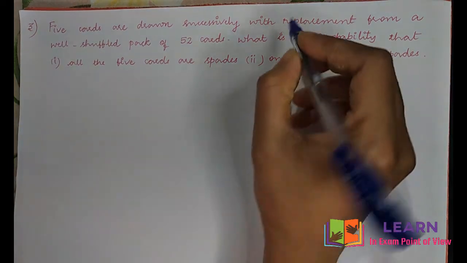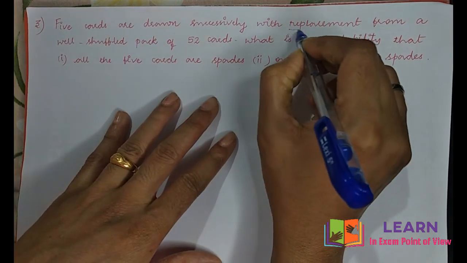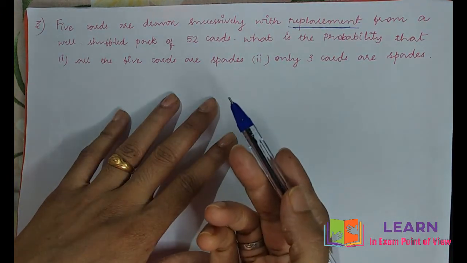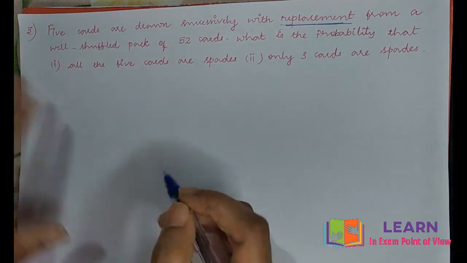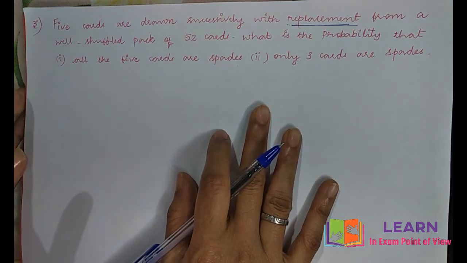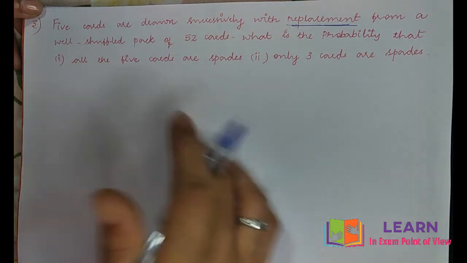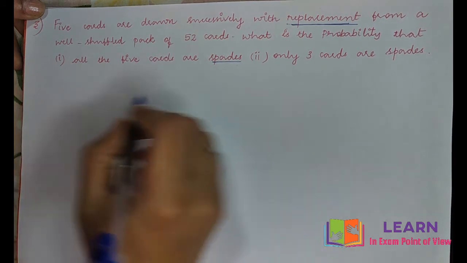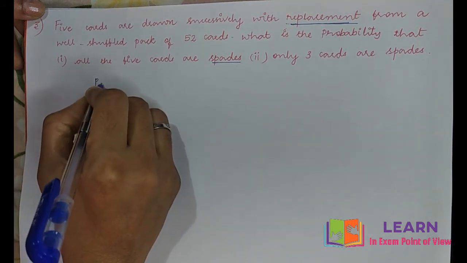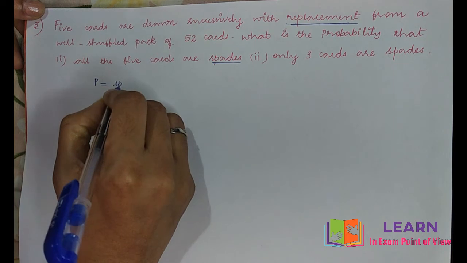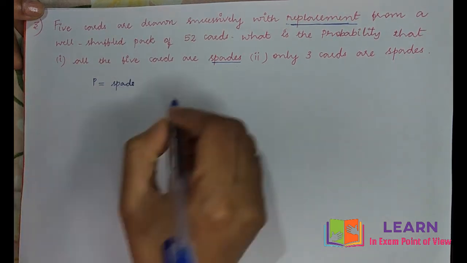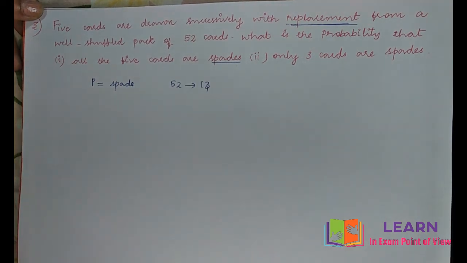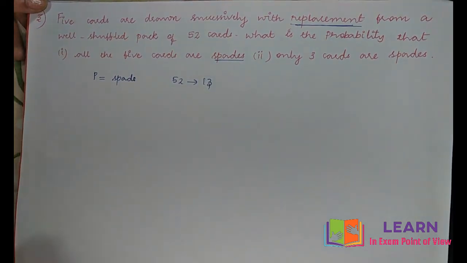Okay. So here with replacement, okay, that means after taking one card, we are replacing it back and taking again. So here we will use again that Bernoulli's trial equation. So here first, all 5 cards are spades. Let P be the probability of taking a spade card. You know, right? Out of 52 cards, spades will be 13. That count you should know. Okay, 13.